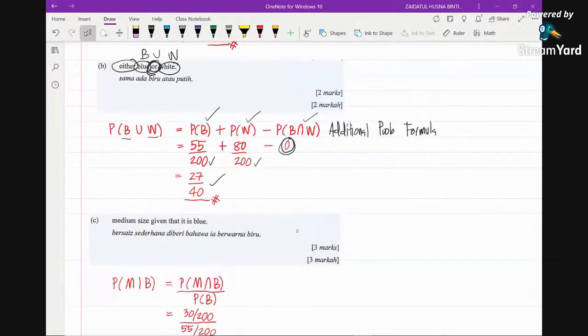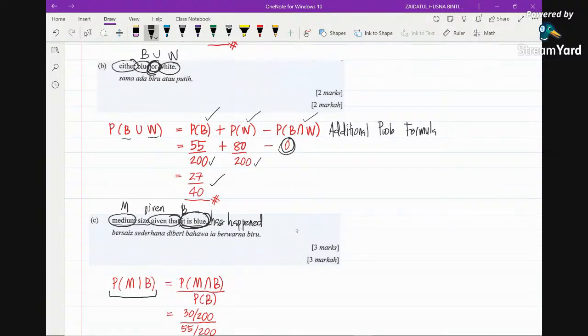Okay, now let's see the next question. Find the probability that the shirt is medium size given that it is blue. Again, the words given that mean this event has happened. Given that it is blue, it has happened. If we recall, we use letter B just now to represent the blue event, and medium size here we use letter M. What is the probability of M given B? So the probability of M given B is what we need to look for.